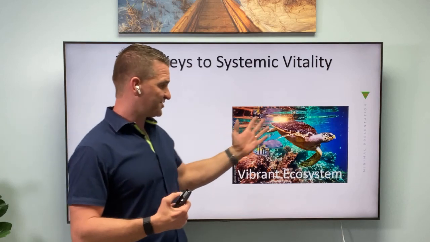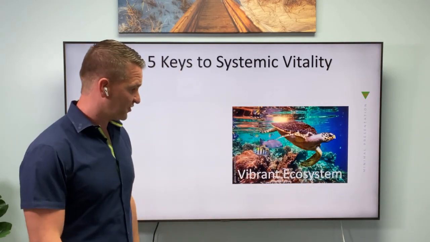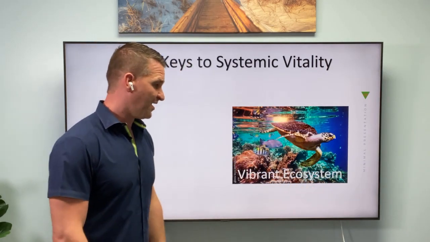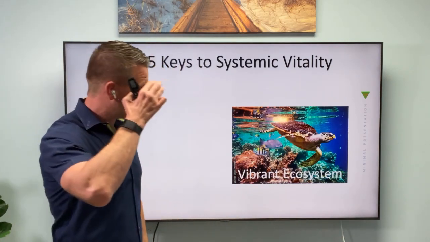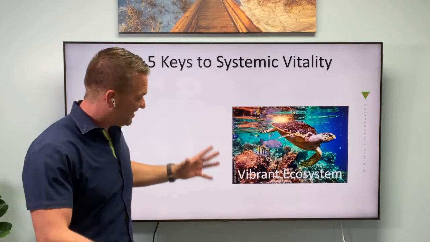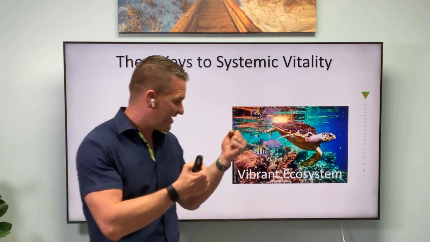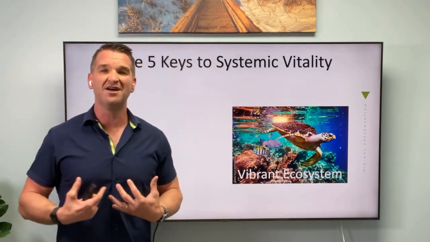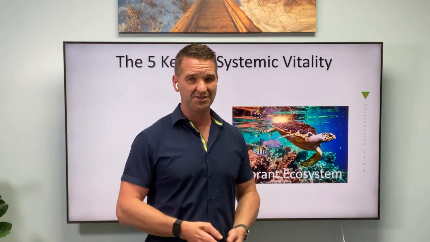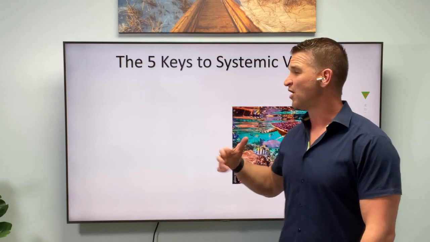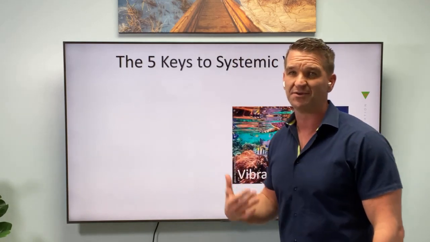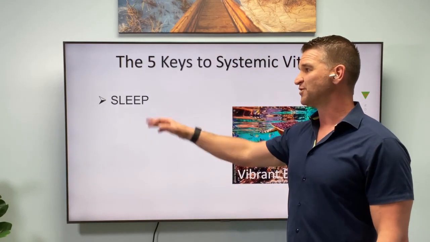And so this is obviously just a beautiful picture of a vibrant ecosystem. Unfortunately, these things are not as easy to find in the world, but I'm not going to go down that rabbit hole. But we can at least do our best to create this vibrant ecosystem within us systemically. Okay, and so I talked about 5 key things that are going to help you create a vibrant ecosystem inside of you. And the first one is sleep.